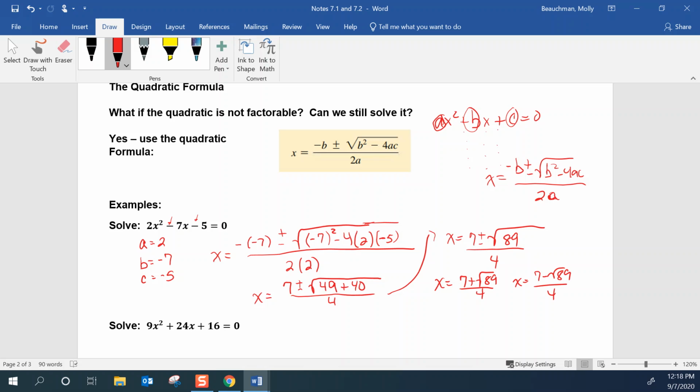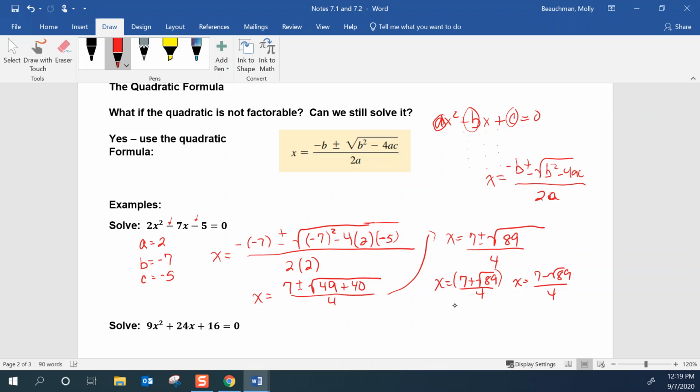Okay, if you need a decimal approximation, you would go ahead and put that in the calculator. Make sure when you put it in the calculator that you have parentheses around the numerators. So if you put that in a calculator, we get 7 plus the square root of 89, type it all in, and round at the very end.